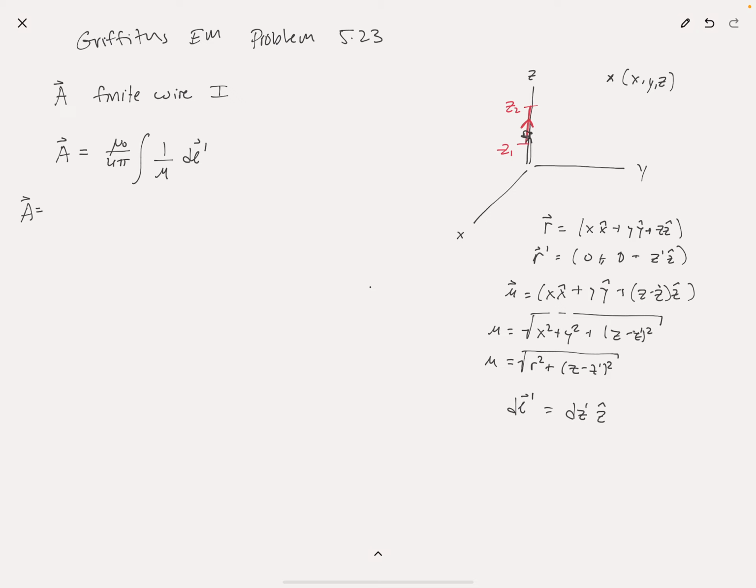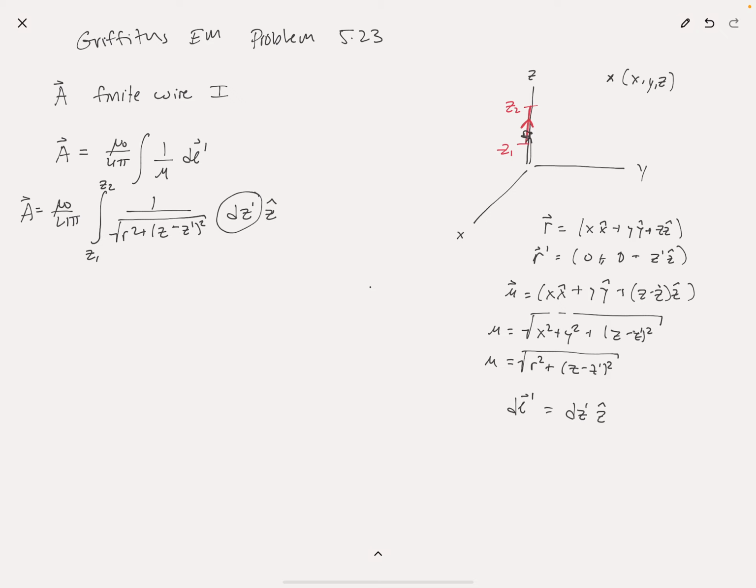The vector A, 1 over 4 pi, I'm going to do the integral of 1 over the script r magnitude, which is the square root of r squared plus (z minus z prime) squared, times dz prime z hat, and my bounds are going to be over the pieces of z prime that have wire on them, so that's from z1 to z2. All right, I can do that integral.